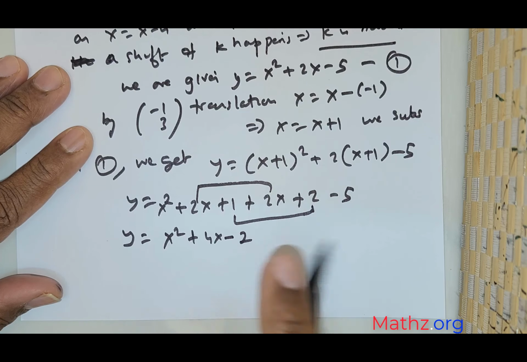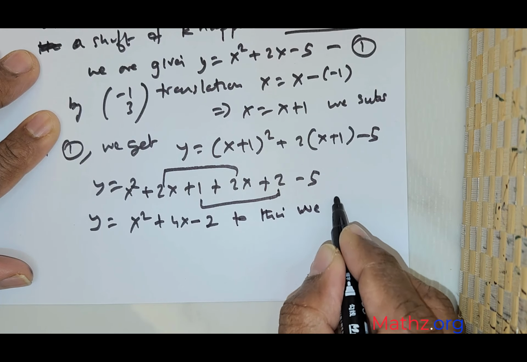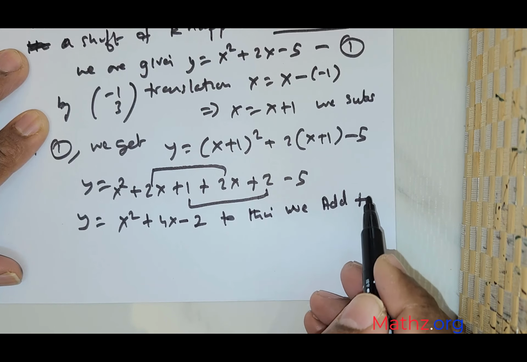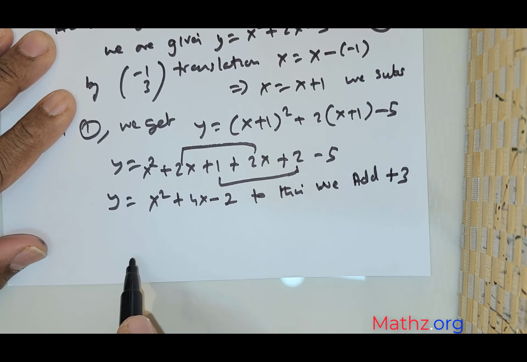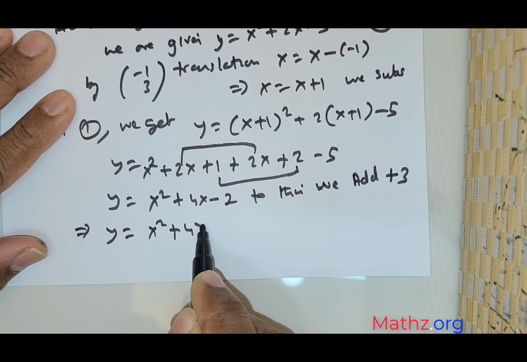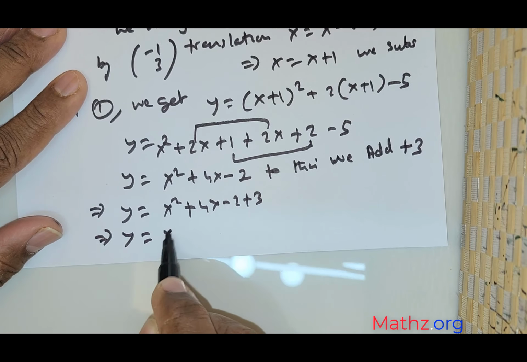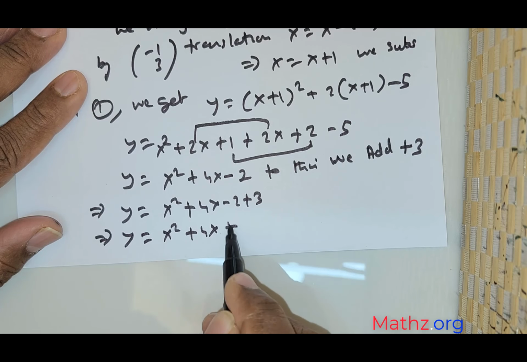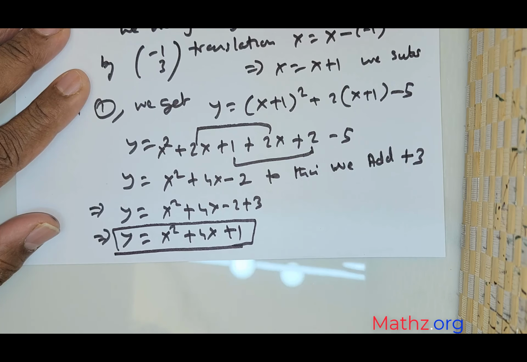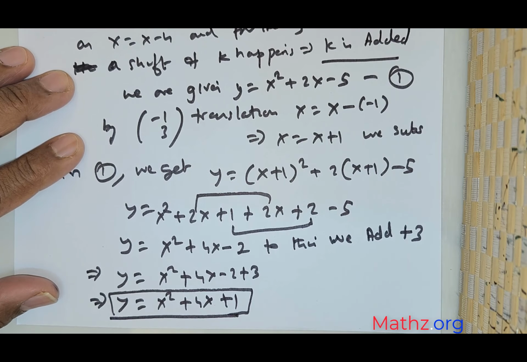This is not over. To this, we add 3. So this in turn would mean y = x squared + 4x - 2 + 3, which in turn would give you y = x squared + 4x + 1. So this is the translated equation of the curve. Okay, so we need to move to the next part.